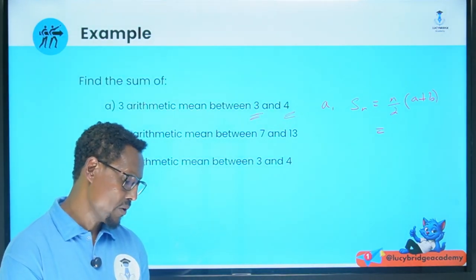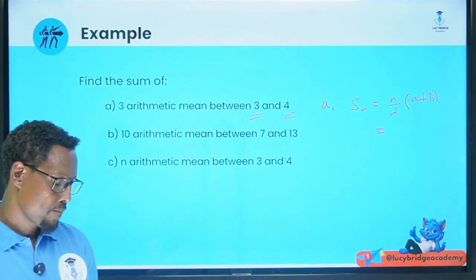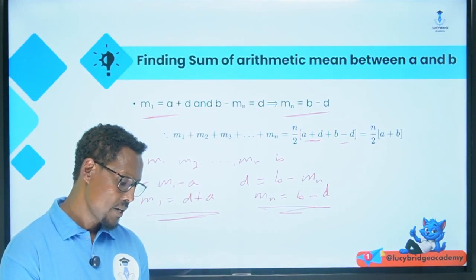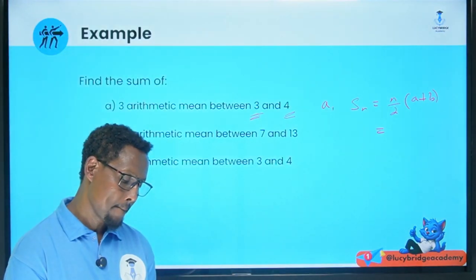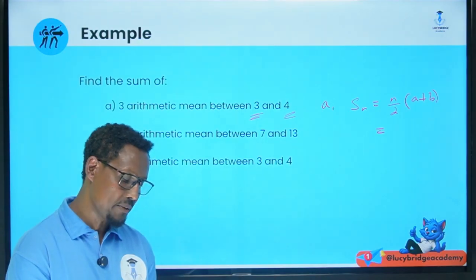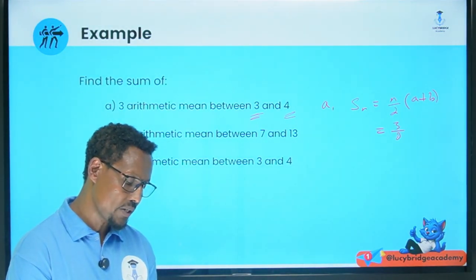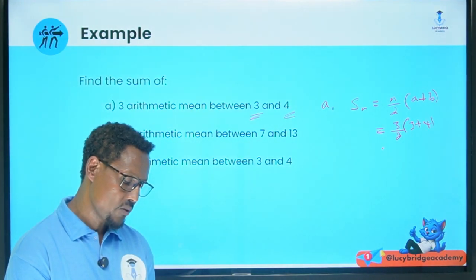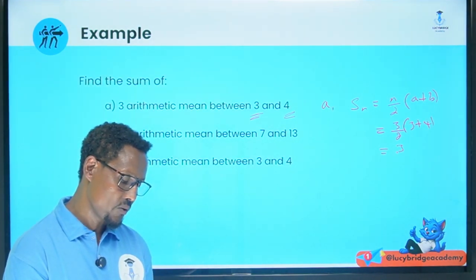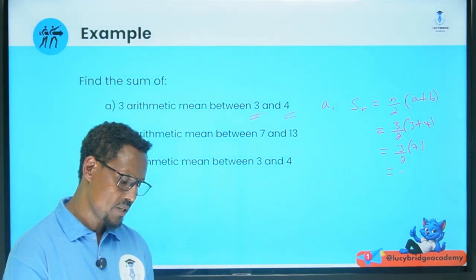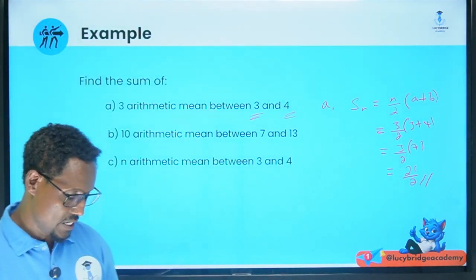Okay, the number of terms is how many? How many arithmetic means are we told to insert? 3 arithmetic means. 3 over 2 times A plus B, 3 plus 4, which is equal to 3 over 2 times 7, which means 21 over 2 is the sum of the 3 terms.